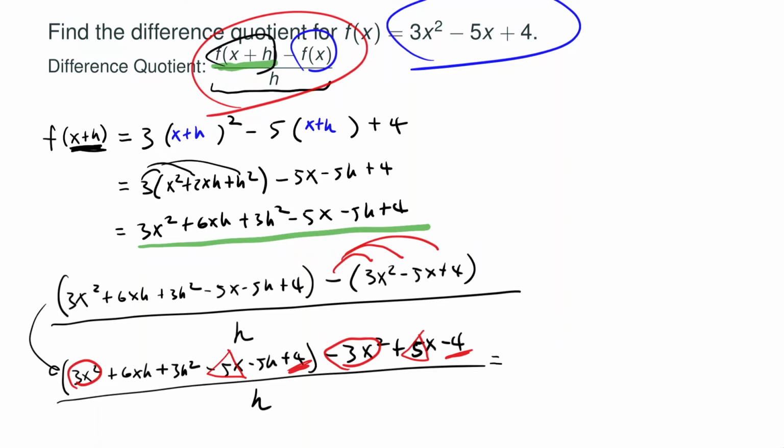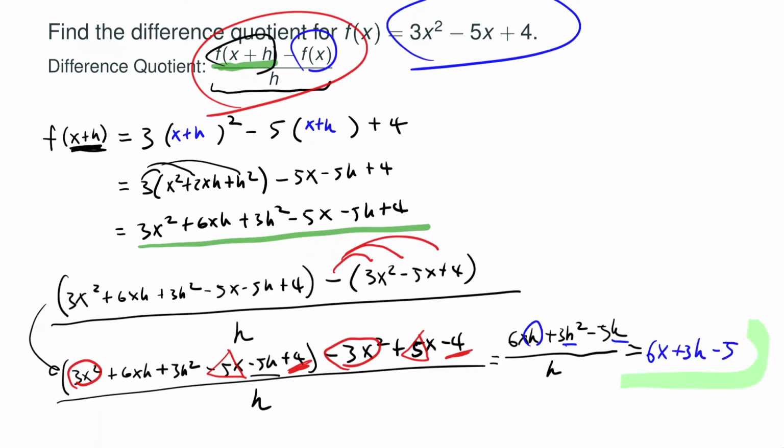So what we have left here is 6xh plus 3h squared minus 5h over h. We can simplify one last step. Each of these terms has at least one h. So we can simplify it to 6x plus 3h minus 5. So this represents the difference quotient for this function right here.